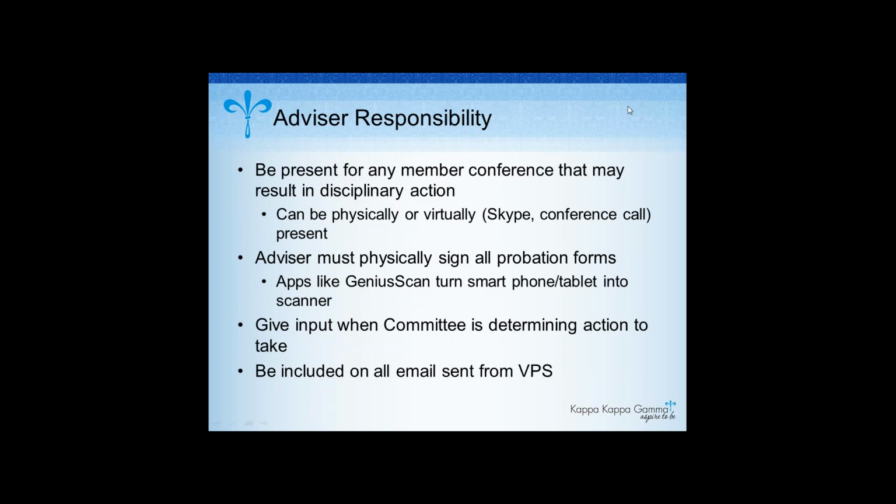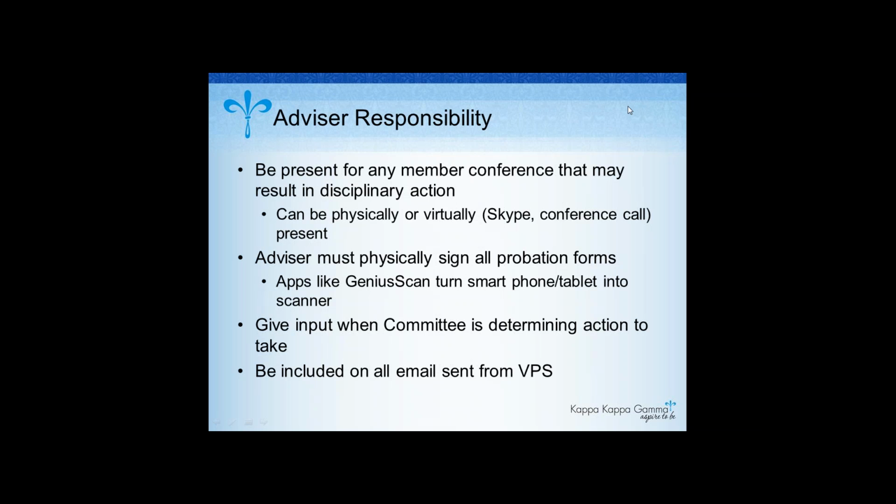So next we're going to talk about the advisor responsibility. So what our expectations are for an advisor. So first, you are all such an important part of the standards committee. I know that the chapter women really look up to all of you, and we hope that they take your time into consideration and that they listen to you and take your input too. So just know that you're definitely thanked by us, that's for sure.